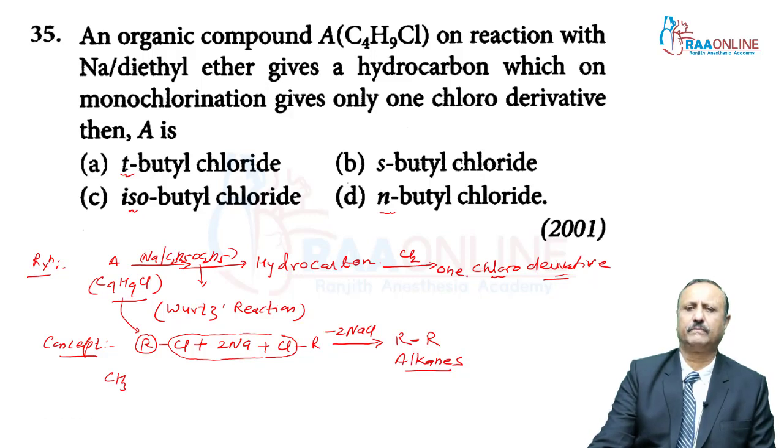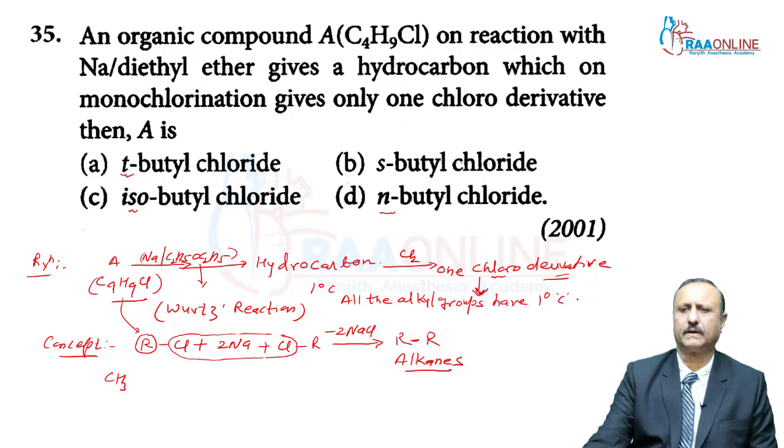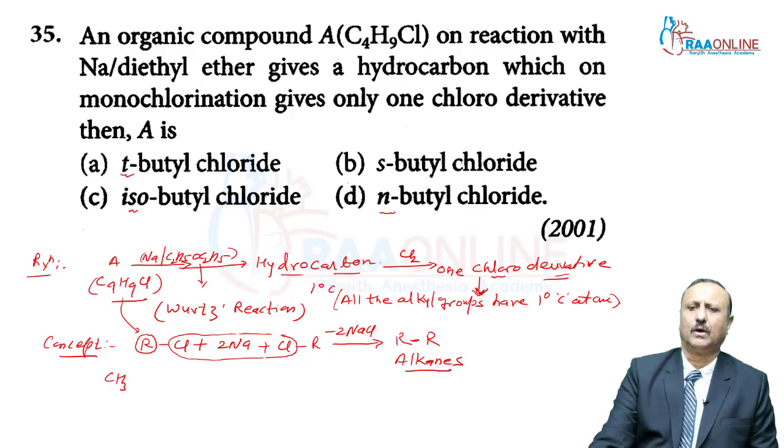My dear students, when only one chloro derivative is formed, it means all the carbon atoms in the hydrocarbon are primary. No secondary or tertiary carbon atoms are present in the hydrocarbon, because the question says one chloro derivative is formed. If primary and secondary carbon atoms are present, you can get two chloro derivatives. If primary, secondary and tertiary carbon atoms are present in the alkyl group, you can get three chloro derivatives. This is the concept, my dear students.